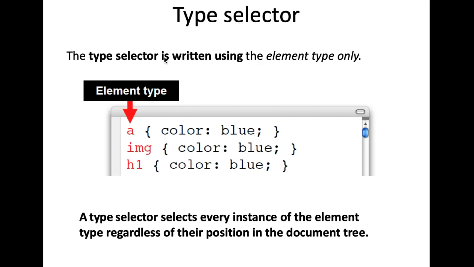So I'm closing on this slide. A type selector selects every instance of the element type regardless of its position in the document tree. The document tree is nothing more than the HTML document that we showed a few slides ago, where we have HTML, and inside there we have a body tag. That takes a tree-like hierarchy. And it doesn't matter where the A, IMG, or H1 is, it's going to be styled.